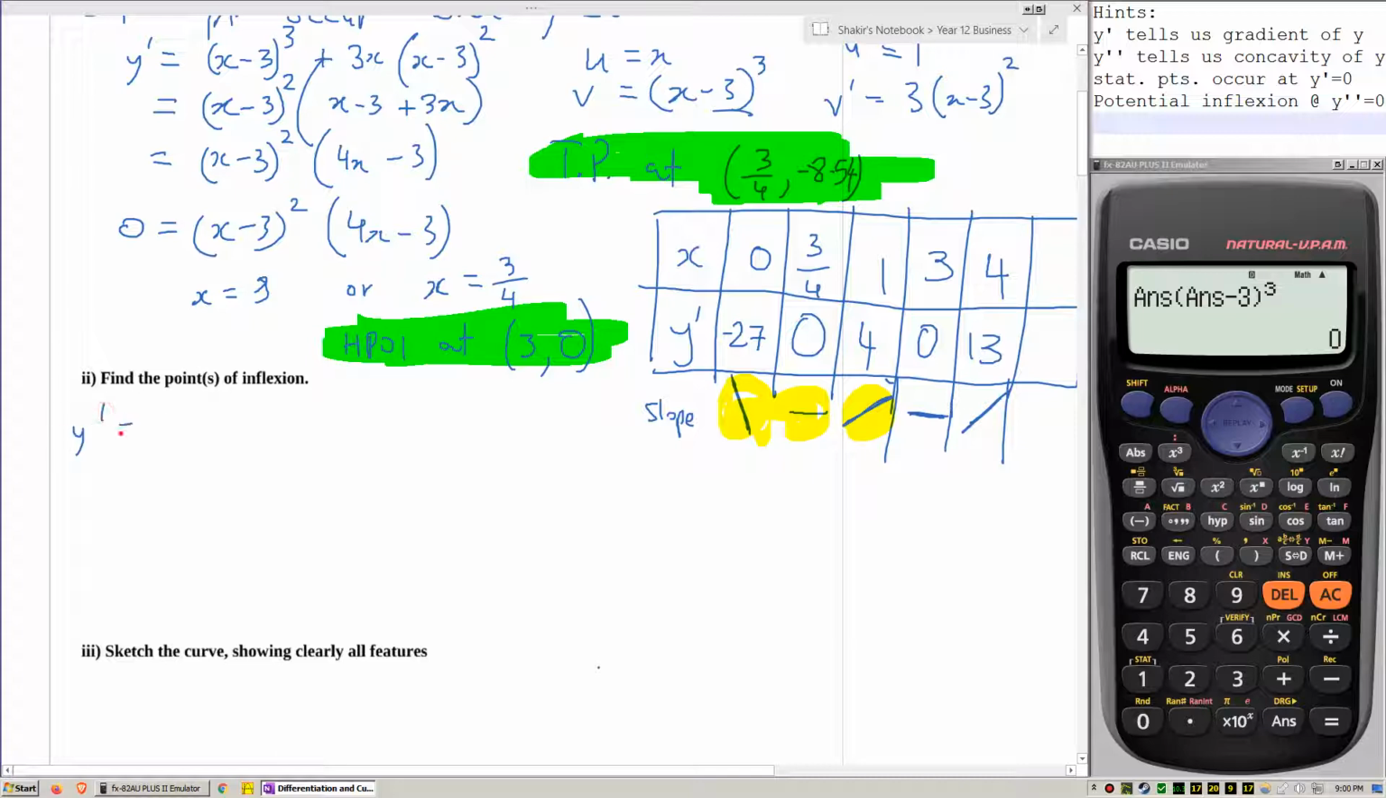Find the points of inflection. Well, I know y dash was equal to x minus 3 squared, and then 4x minus 3. And y double dash, what's that going to equal? Well, I know, let u equal x minus 3 squared, and let v equal 4x minus 3. u dash.